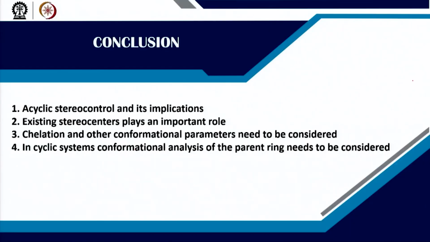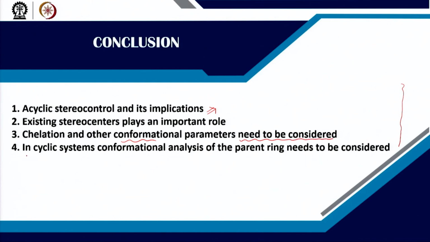So, as a concluding remark after this half an hour or so of discussion, we can say that we have discussed acyclic stereo control in some acyclic carbon systems where pre-existing stereocenters play a very important role. Chelation, which forms a rigid chelate, and other conformational parameters need to be considered when you are going to predict the absolute stereo control in the final product.